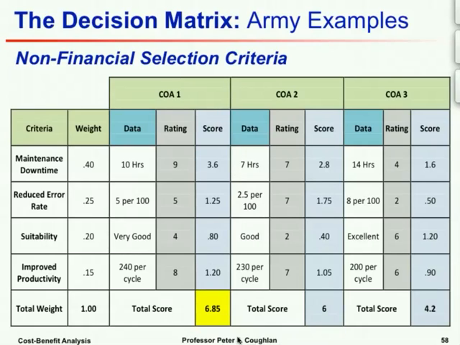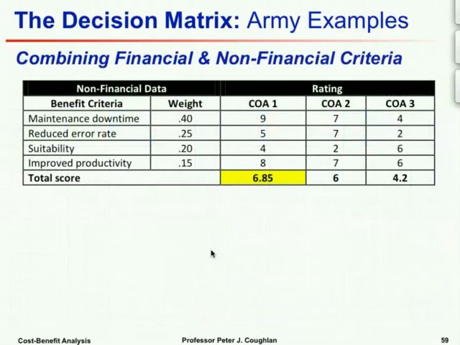And in this example, the example in your reading, course of action 1 had the greatest total score on the non-financial selection criteria. What's not included in this matrix, right, is cost. And in some cases, I've seen where the Army recommends you do include cost, some you don't. In this particular example, the cost is not included. But they combine the cost data or the financial criteria with the non-financial criteria. But here we have sort of the rating according to the non-financial criteria.